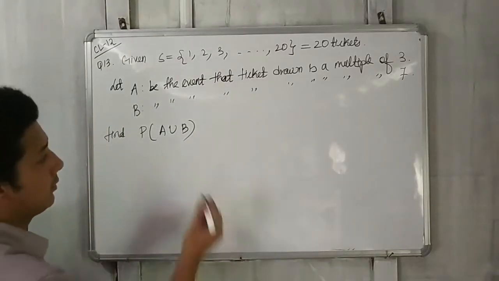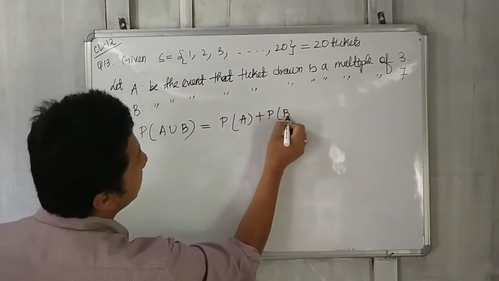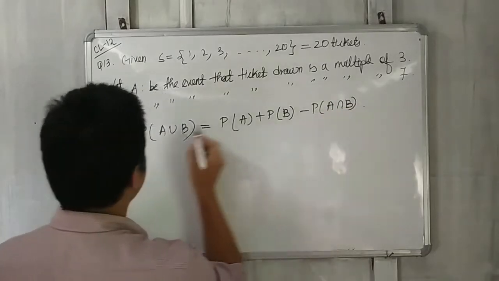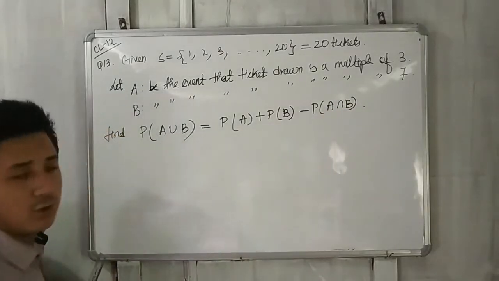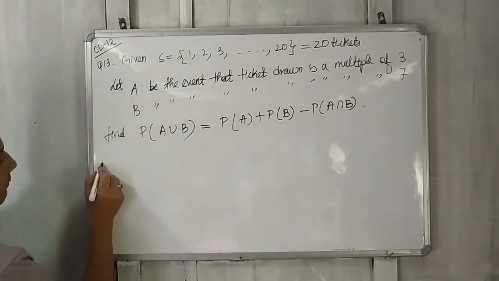We know the formula. Do we know the formula? Probability of A plus probability of B minus probability of A intersection B. We need to use this. We need to find P of A, P of B, P of A intersection B.